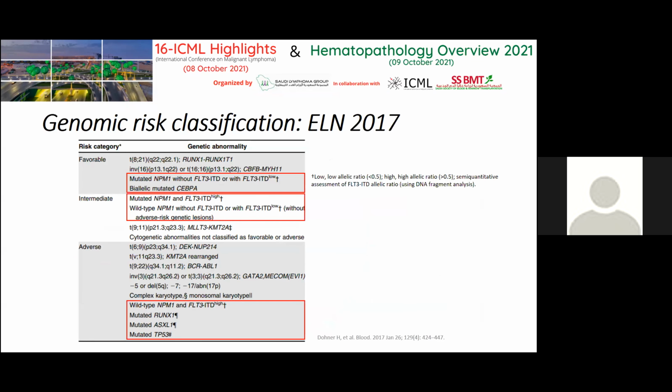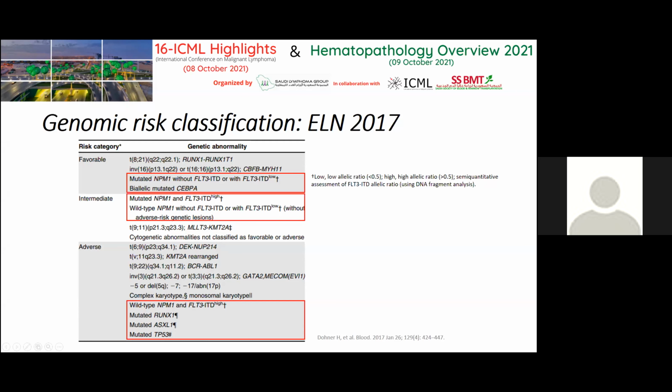So this slide summarizes the new ELN classification, which was already adopted in 2017, and it might evolve in the future with some recent discoveries. So what you see among favorable profiles, besides core binding factor leukemia, are some mutations considered favorable. For example, patients with NPM1 without FLT3 abnormality, or with a low allelic burden of FLT3 abnormality, less than 0.5, are considered favorable. Also CEBPA biallelic, even though it is uncommon, is considered quite favorable.